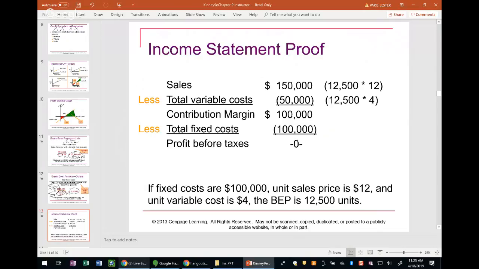Now, I've always wanted you to do proof. Sales minus variable cost is equal to contribution margin, minus fixed cost is profit, which is 0. Here, 12,500 times 12, 12,500 times 4, that leaves 100,000. Your fixed cost is 100,000.